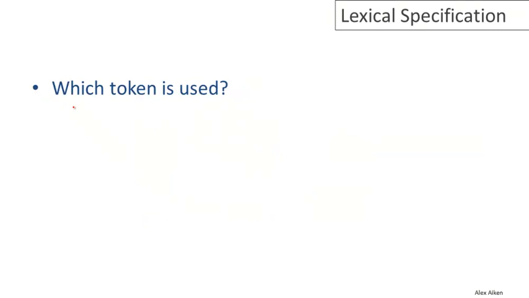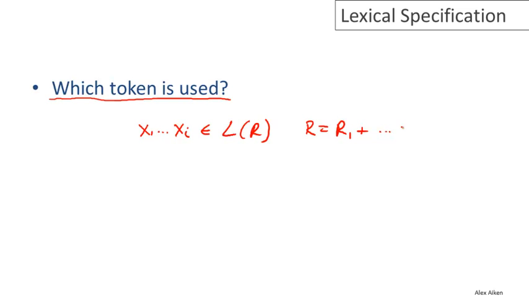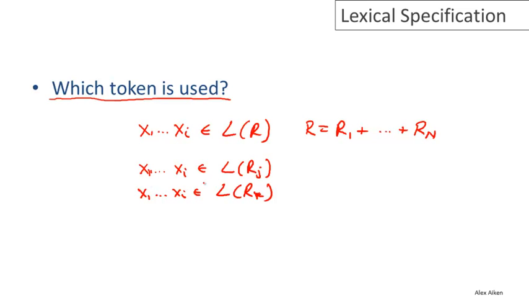A second question is, which token should be used if more than one token matches? What do I mean by that? Well, again, we have our prefix of the input, and it's in the language of our lexical specification. Just remember that the lexical specification itself is made up as the union of a bunch of regular expressions for token classes. Since this prefix is in the language of the lexical specification, it must be in the language of some particular token class, rj. But nothing says that it isn't also in the language of a completely different token class, meaning that this same string could be interpreted as one of two different tokens. And the question is, if this happens, which one should we pick?